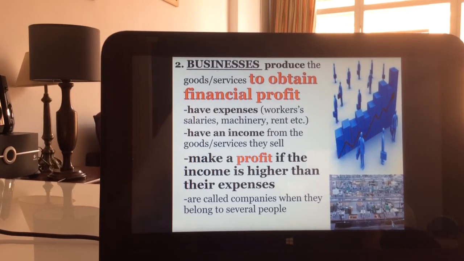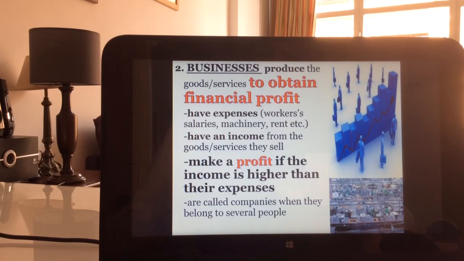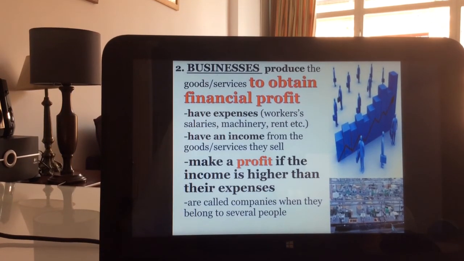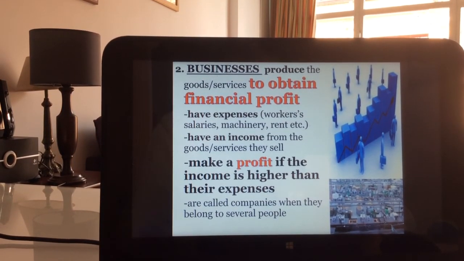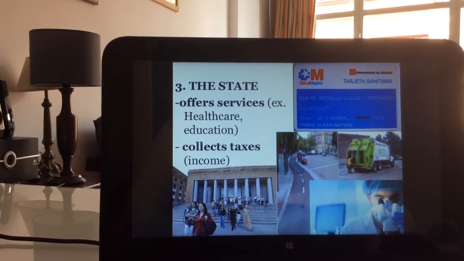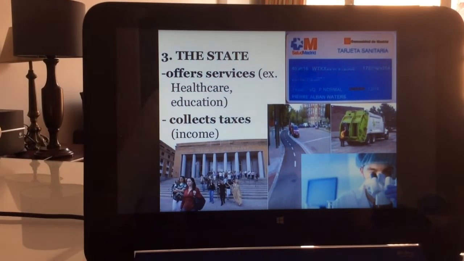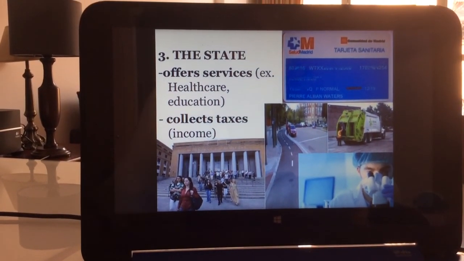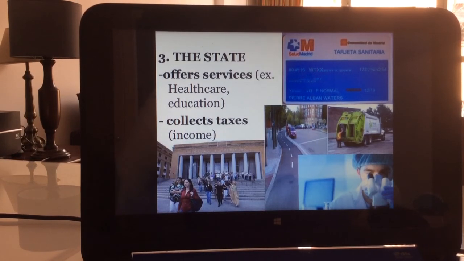They may be more or less ethical, but the bottom line is that they have expenses and they have an income. When do they make a profit? They make a profit if their income is higher than their expenses. That is the only way that they can possibly make a profit, right? This is simple logic. And they're called companies when they belong to several people. The state also has income and has expenses. The expenses are the services that they offer, right? And the income is the taxes that they collect.